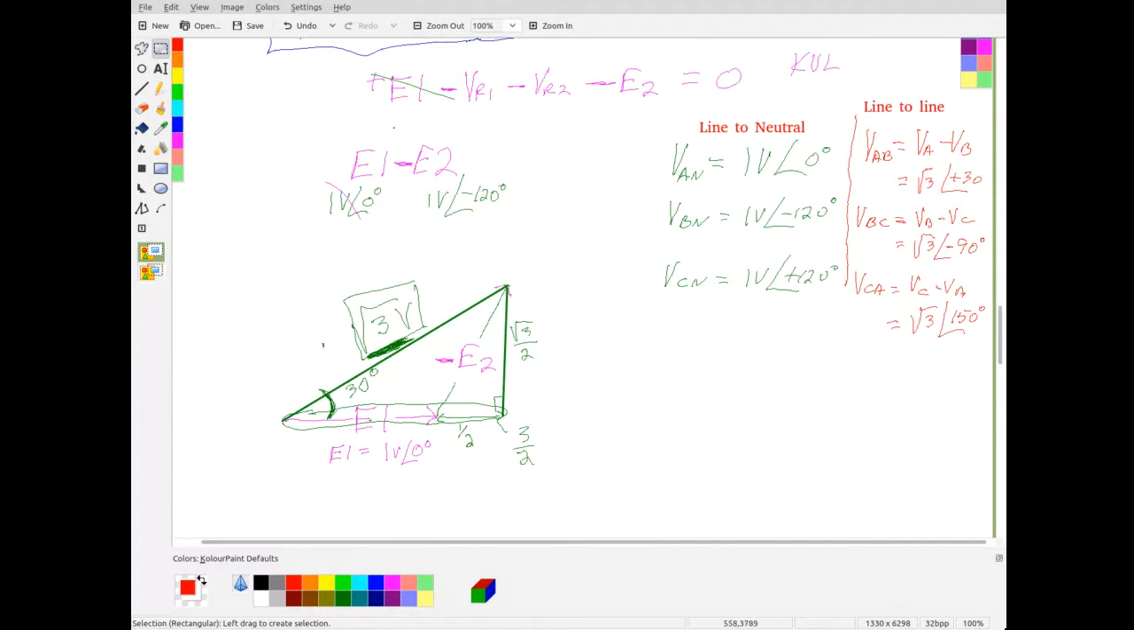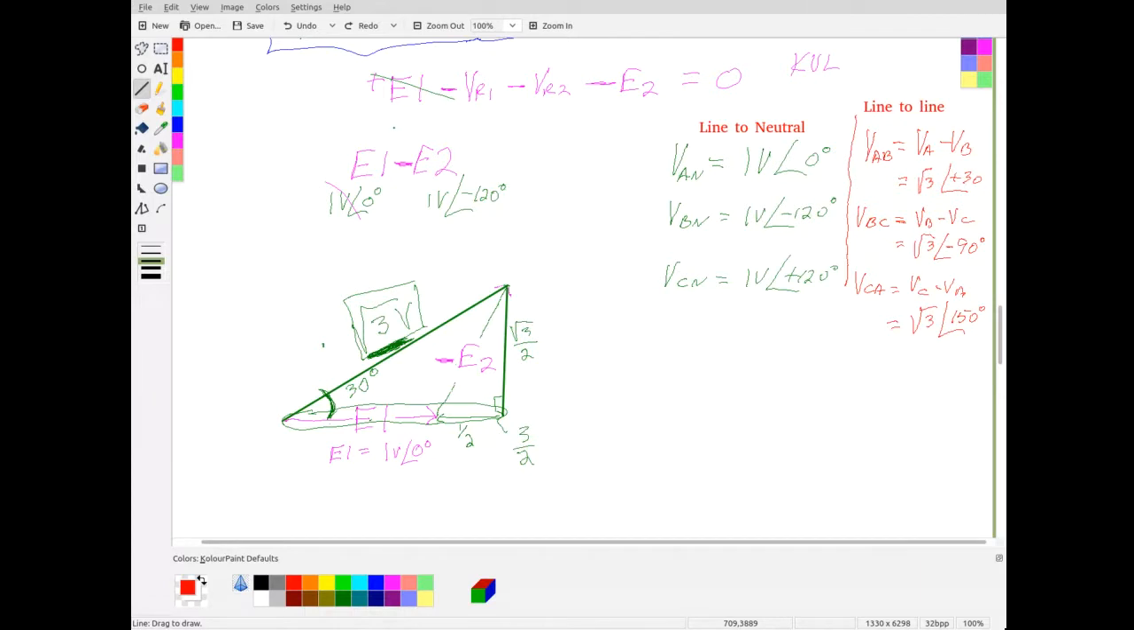All right. So we've added E1 minus E2. And then when we look at that as a right triangle, here's my right angle over here. And so this was my right angle. Then we end up getting this 3/2 in the horizontal direction and the square root of 3/2 in the vertical direction, which gives us that square root of 3.